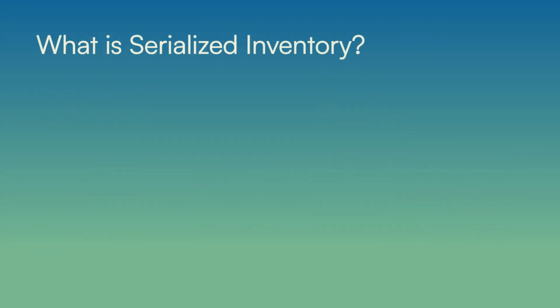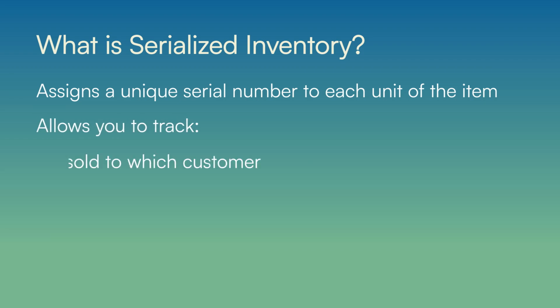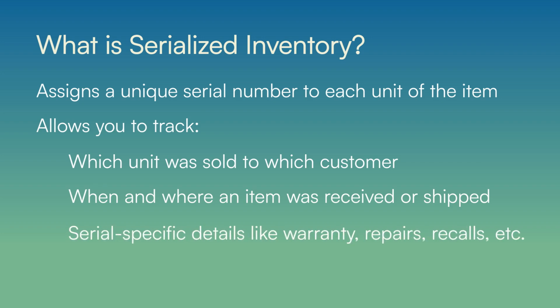The NetSuite Serialized Inventory feature assigns a unique serial number to each unit of an item. That means you can track which specific unit was sold to which customer, when and where an item was received or shipped, and serial specific details like warranty, repairs, or recalls. This level of detail is especially valuable for compliance, product recalls, or service related follow ups.